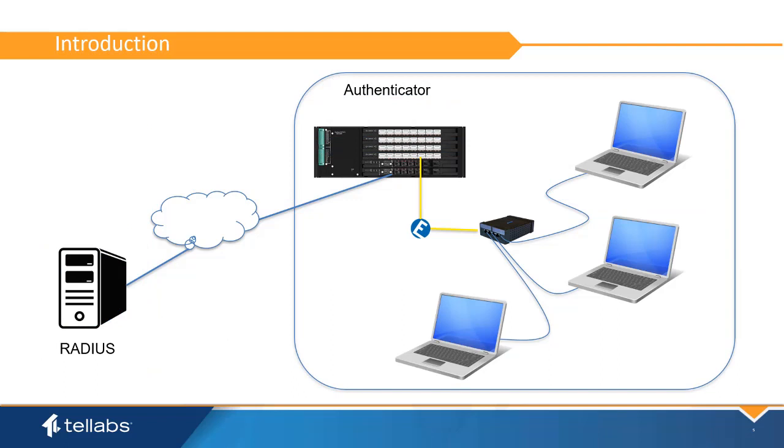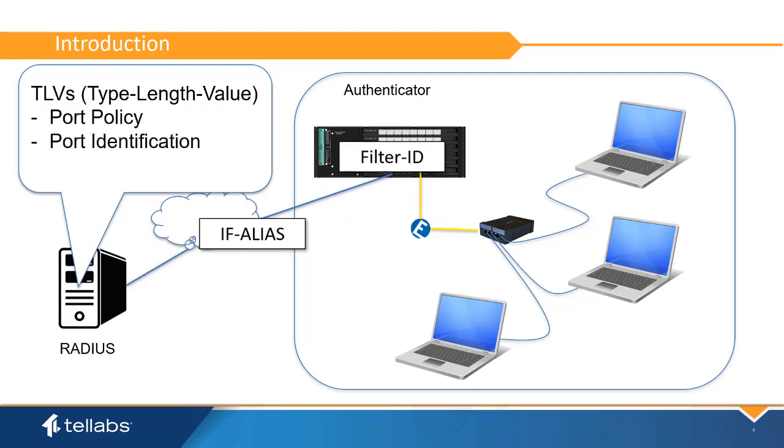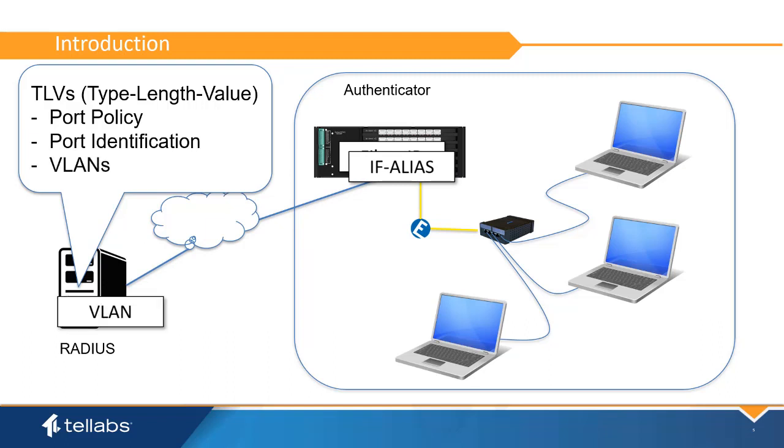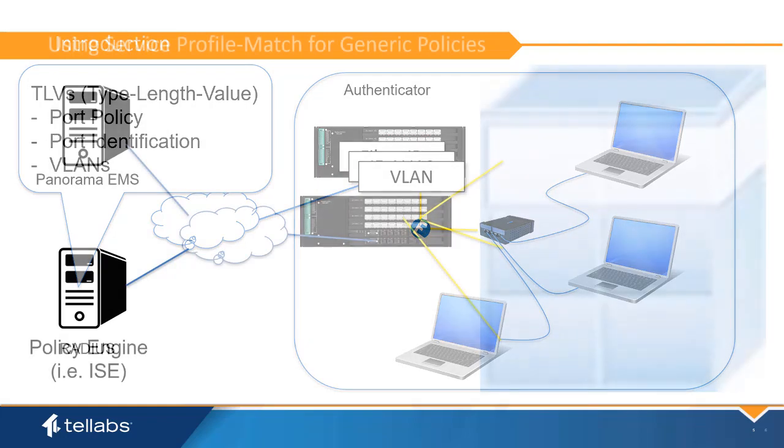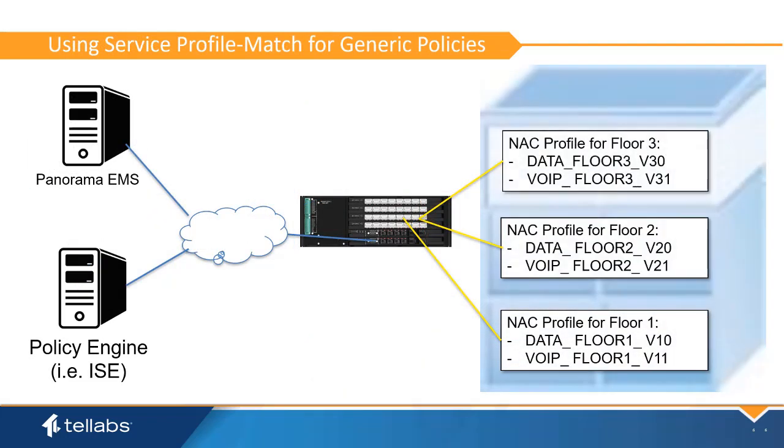In addition to authenticating the user, Radius can supply various TLVs that are acted on by the authenticator. It can pass back filter ID, which typically defines policy for the port. It can also return identification of the port in the form of an if alias. The Radius server can also define the VLANs in use on the port. For example, each floor of a building can have two VLANs, one for data and one for phones. These VLANs are specific to a geographic location, but logically there's a phone and a data VLAN per floor.